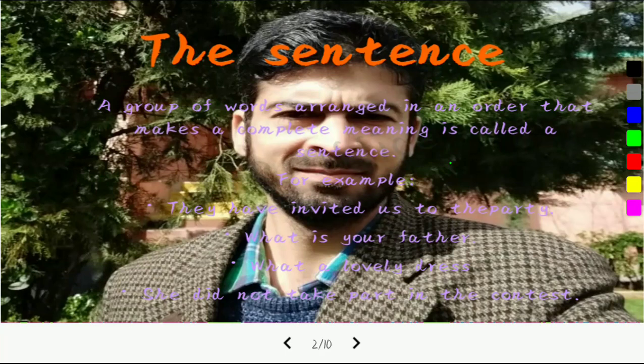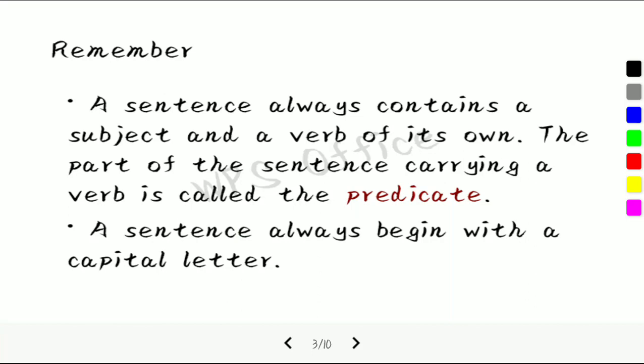In a sentence, we have a subject and a predicate. We should always remember this thing: a sentence always contains a subject and a verb of its own. Subject means one who works, the doer, and a verb of its own. Verb means the work which is done, which is being done.